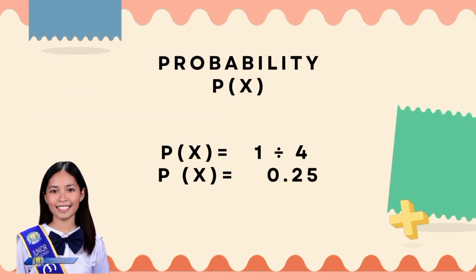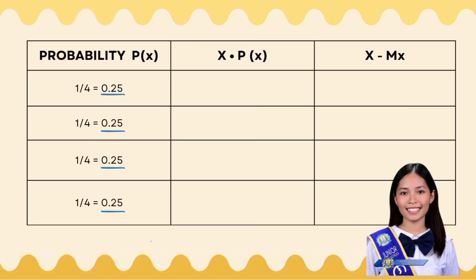Now let's move forward in getting the probability for all the sample means. Since all the frequency are 1 and n equals 4, we will have the probability of 1 over 4 for all the sample means. 1 divided by 4 is equal to 0.25. So we have 0.25 as the probability in decimal for all the sample means.